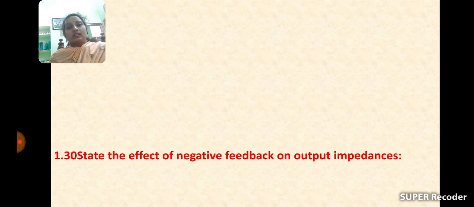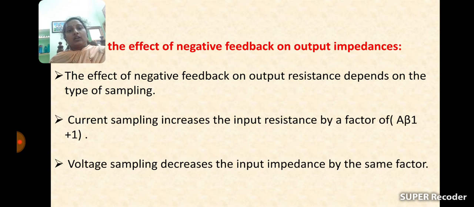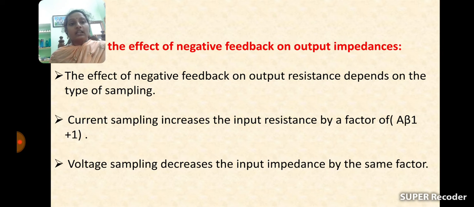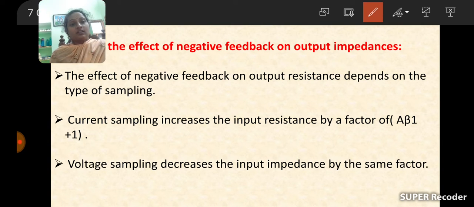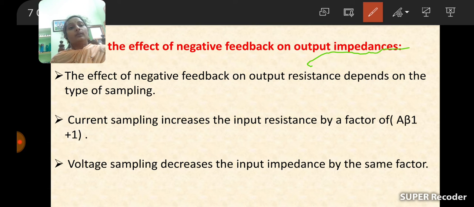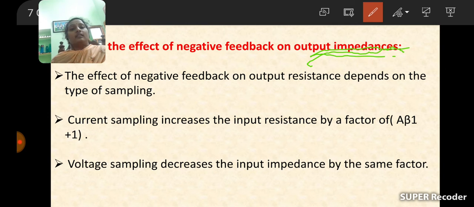Now, coming to the effect of negative feedback on the output impedance. We have learned the effect of negative feedback on the gain, on the bandwidth, and on the input impedance. The next important factor is the effect of negative feedback on the output impedance. Impedance here also indicates resistance.